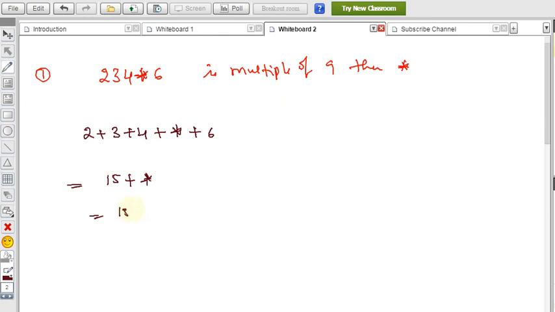So 15 plus, what number if I write is divisible by 9? So in the 9 table, 9 twos are 18. So we need compulsory 3 here. So 18 is divisible by 9. So the star place is 3. If you add the remaining digits, then you can find out exactly what you'll get. So they ask even for 11, some other numbers also.